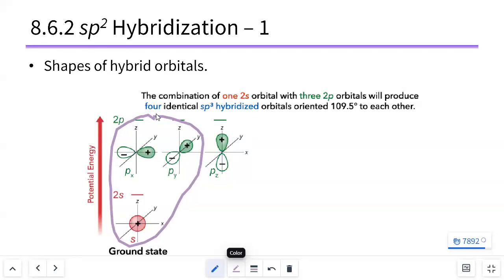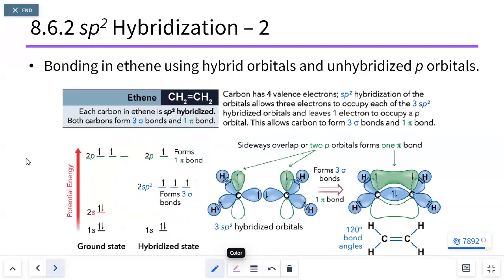The other thing that happens is that it is capable of pi bonding. So if I got an orbital that doesn't get hybridized, that is a potential pi bond if the circumstances dictate. So let's look at an example of that dictation. Here I've got ethene, CH2CH2.